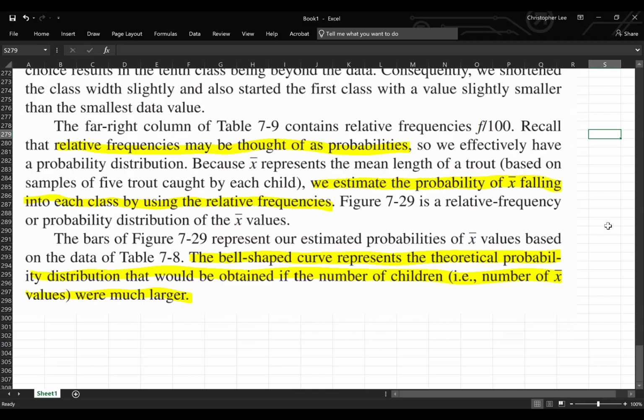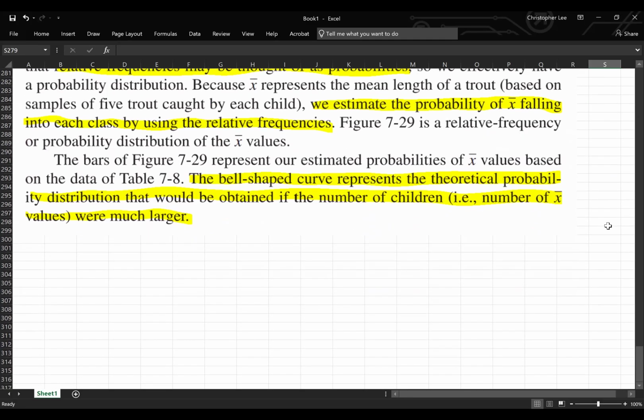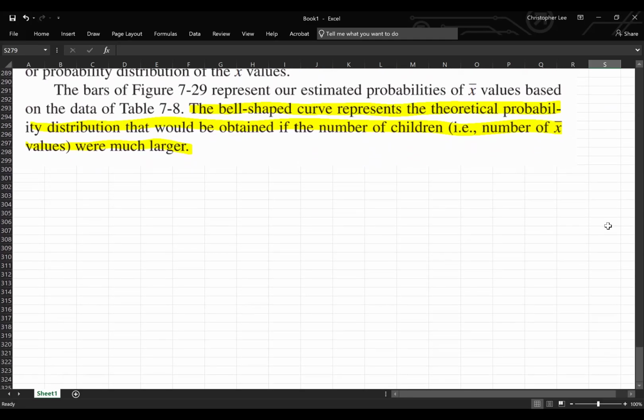I'm sorry, this says histogram, right? So the bars of the figure represent the estimated probabilities of the X bar values based on the data in the table. The bell-shaped curve represents a theoretical probability distribution that would be obtained if the number of children, i.e. the number of X bar values, were much larger.